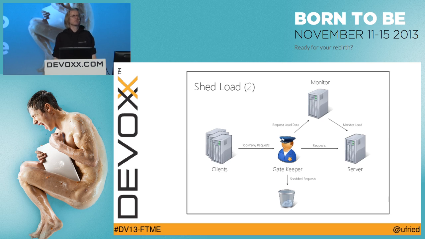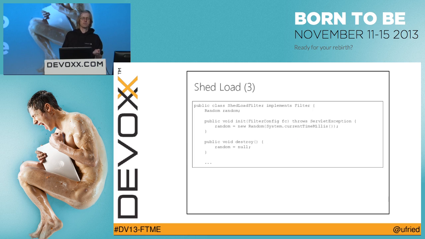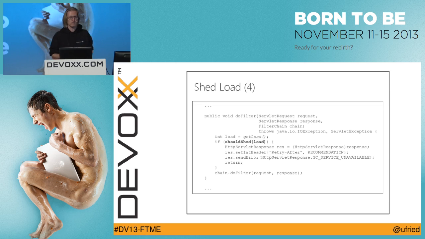How to implement that? Let's start with an easy implementation again. I implemented that as a simple servlet filter. So that's just some initialization. Don't bother about the random here. That's just for my shedding strategy because I used quite a simple one. And a little bit of boilerplate code here. That's straightforward, so don't care about that. More interesting is this one. That's the filtering itself.